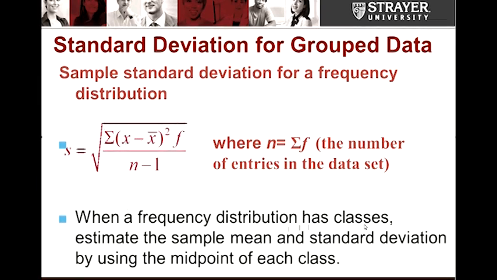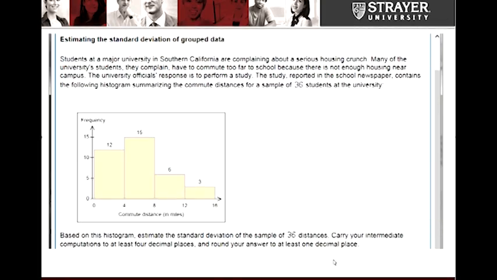Now, when a frequency distribution has classes, we're going to estimate the sample mean and standard deviation by using the midpoint of each class. Hopefully, you've gotten pretty far through week 2 material in ALEKS, and you've practiced doing the frequency distributions, drawing them, drawing frequency polygons, and basically counting up how many times these items occur. And so you'll understand about the midpoint of each class. But here's an example.